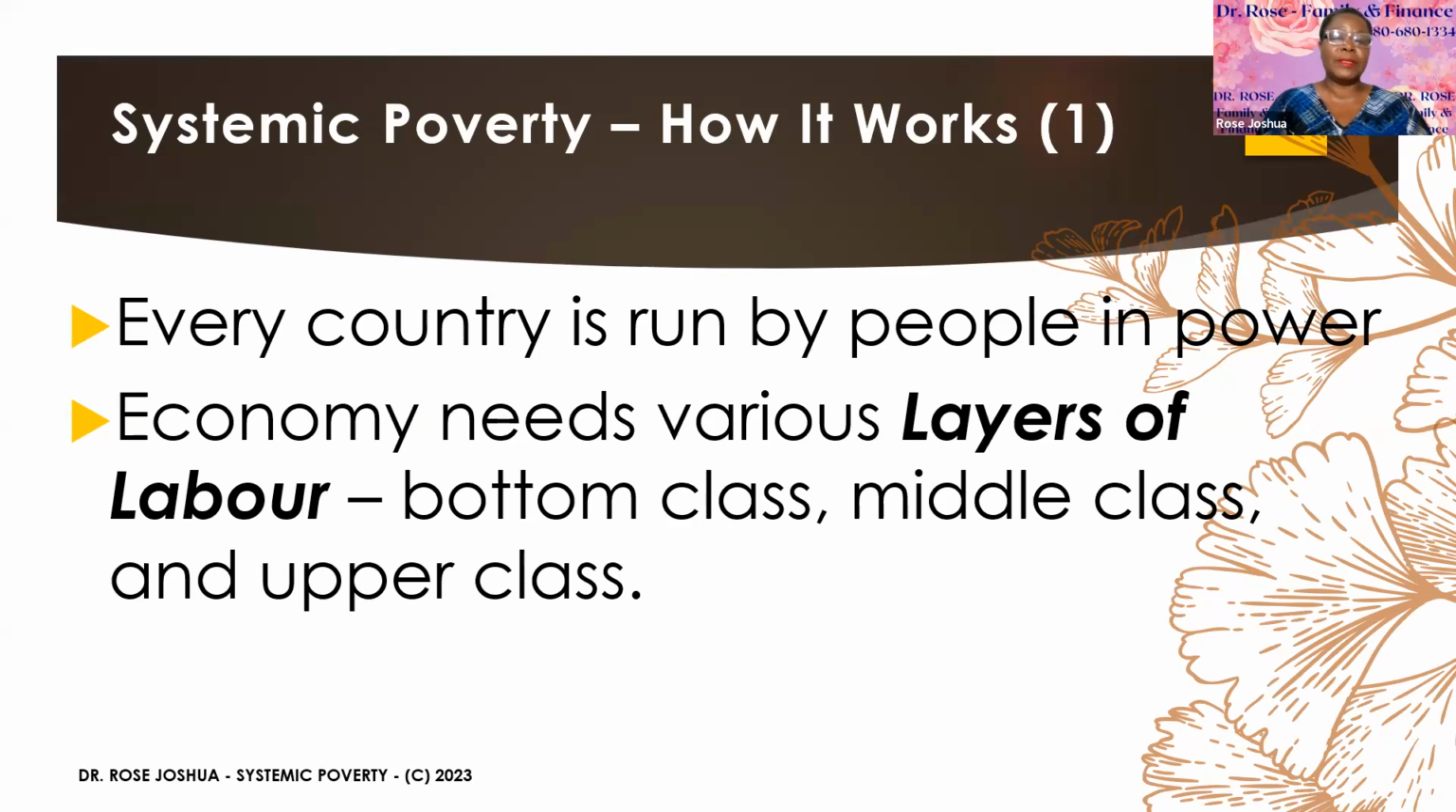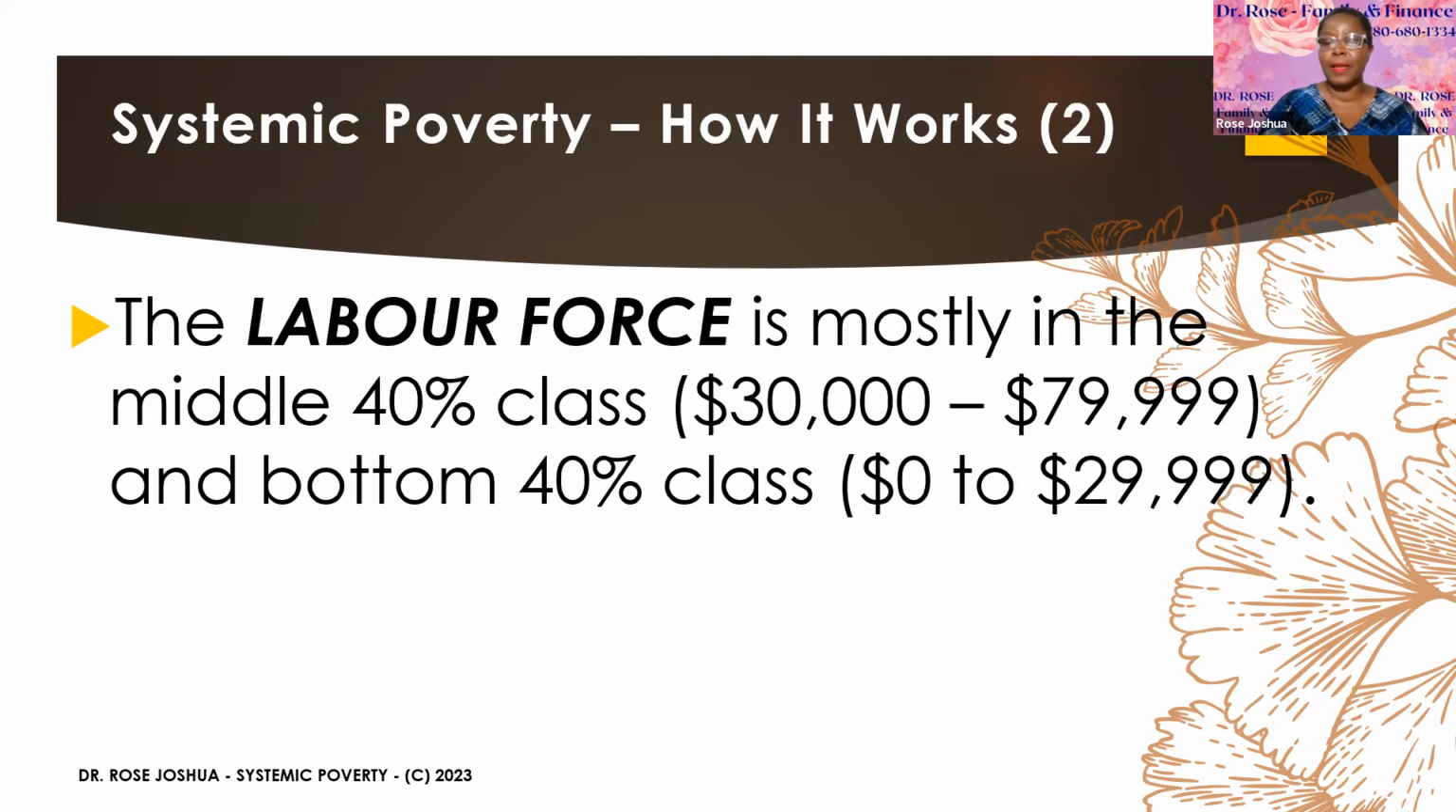So essentially how it works is that there's got to be layers of labor. And the key word there is labor, because the system is maintained by labor, okay, the labor force. And so we have to have layers where there's a bottom class, middle class, and upper class. And the labor force is mostly the 80%, not the 20%. The 20% is working, but not as hard as the bottom 40 and the middle 40. And that's everyone below, in Canada, $80,000 in gross annual income.